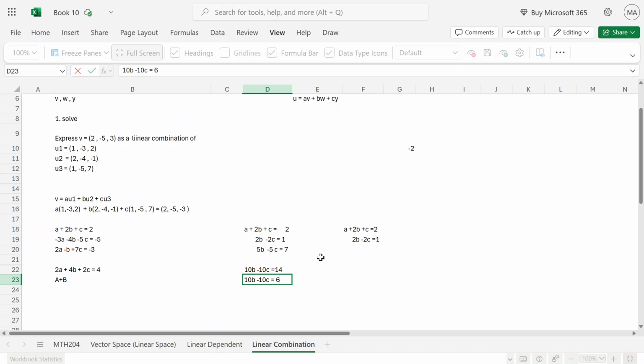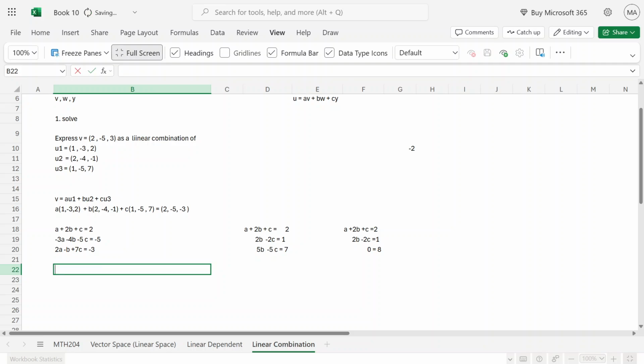So if you see this, when we minus this, we just have 0, because when you minus them from each other, it gives you 0. 0 equals what? 14 minus 6 is what? 8. So 0 equals 8. So that's what we get at the last stage of this equation. So after solving it, we got 0 equals 8.